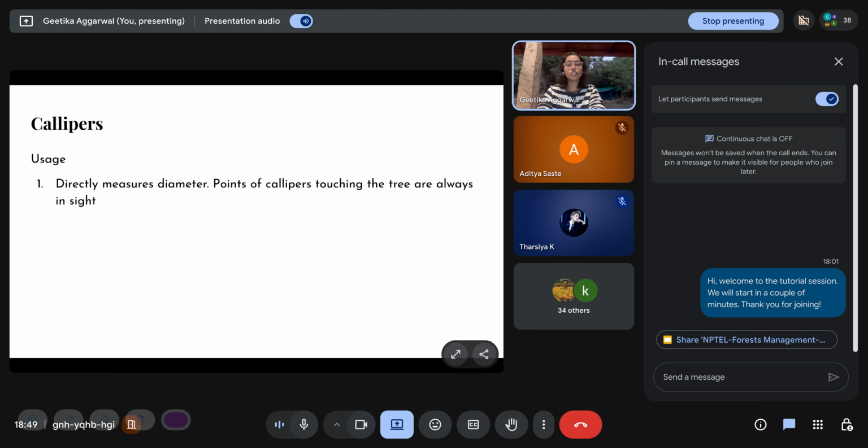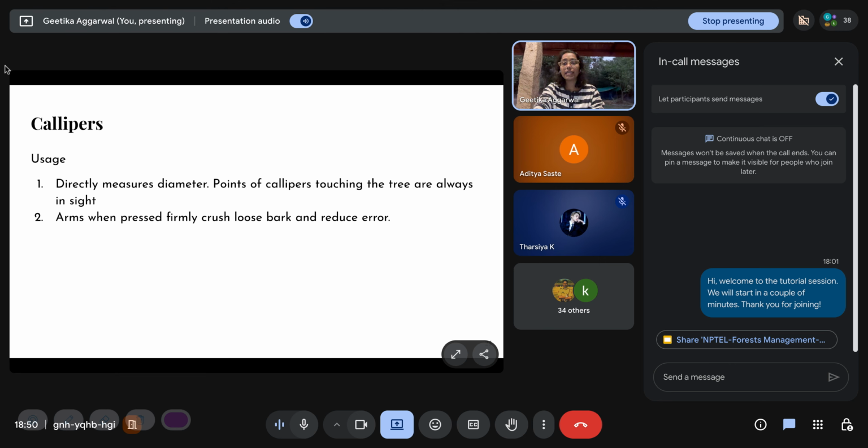The points of the calipers touch the tree and they are always in sight. Because both arms of the caliper, the moving and the non-moving, are in sight, it's more useful because it tells you that you're actually getting a correct measure. You can keep them at 90 degrees to the tree axis, keep them perpendicular.